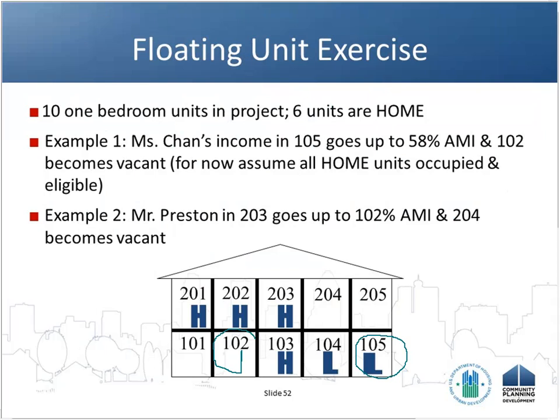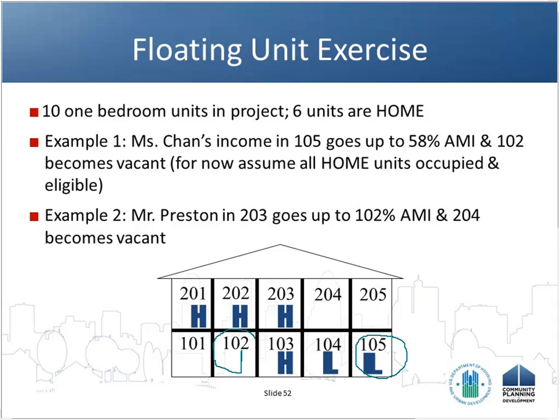So in this case, because 102 is not one of our home-assisted units, we're not able to make a substitution and simply rent 102 as a home unit. It's only when we get to our over 80% adjustments that we're able to do that. So we would look in this case to all of our other existing units in this project.